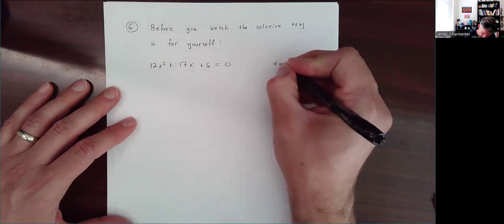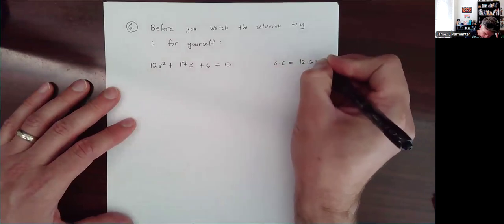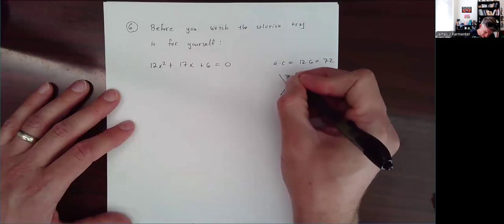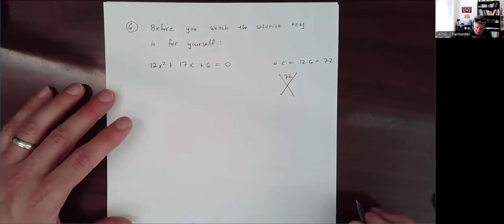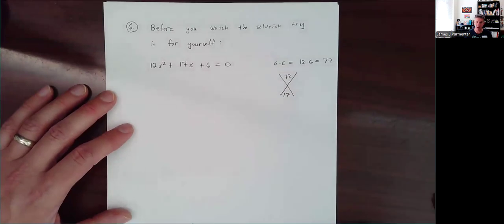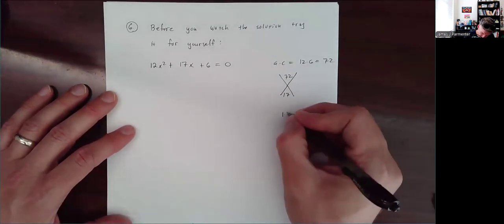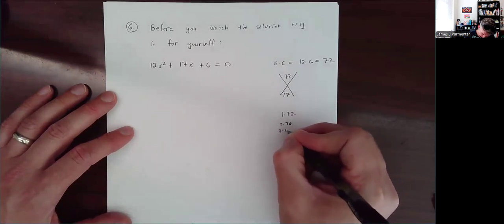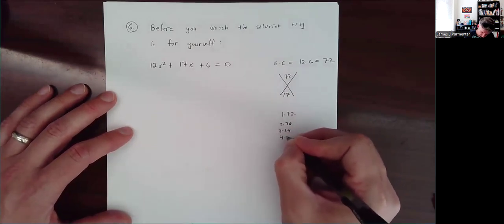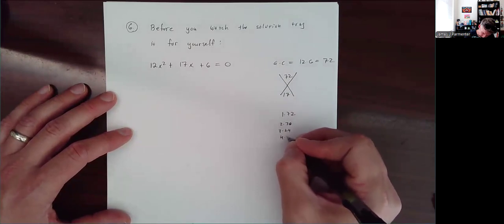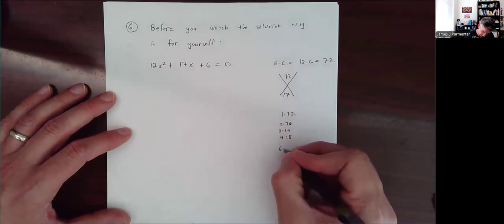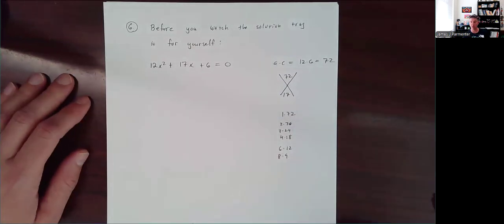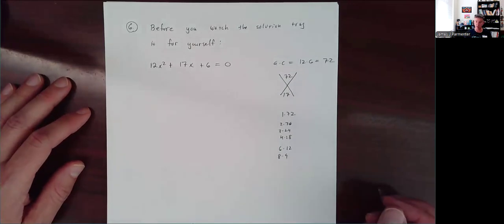I have a times c equal 12 times 6, which is 72. So I'm looking for numbers that multiply to 72, and there are a lot of options for multiplying to 72 and add to 17. So just to list them out, I have 1 times 72, 2 times 36, 3 times 24, 4 times 18, 6 times 12, which is how we got there, 8 times 9. And I think that's all the ways you can multiply to 72 using positive numbers.